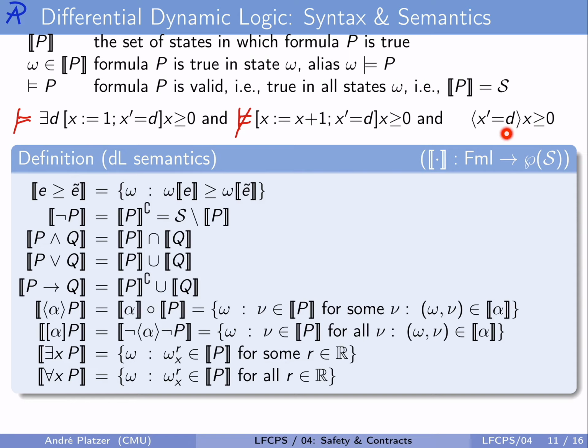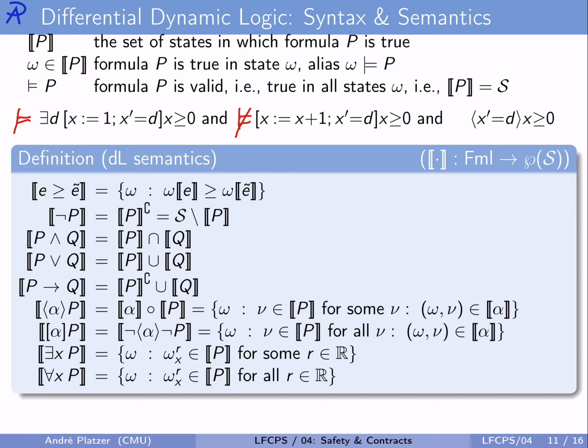If d has a positive value, say 5, the formula is true because even if x has a negative value initially, if we just follow x prime equals d, so in this case 5, for long enough, eventually x will have a positive value. That's good. If x initially starts non-negative, then even if d has a negative value, say minus 42, it's possible to follow this differential equation for some amount of time, say 0 time units, to go to a state where x still has a non-negative value.